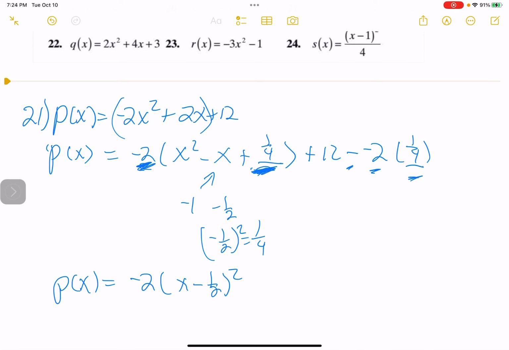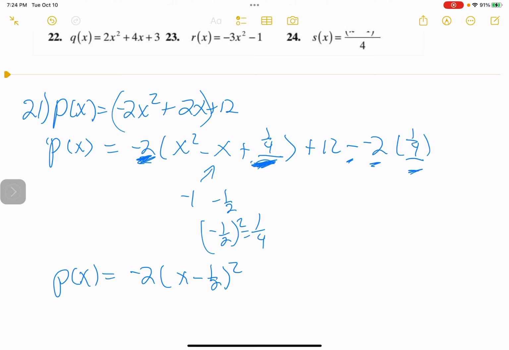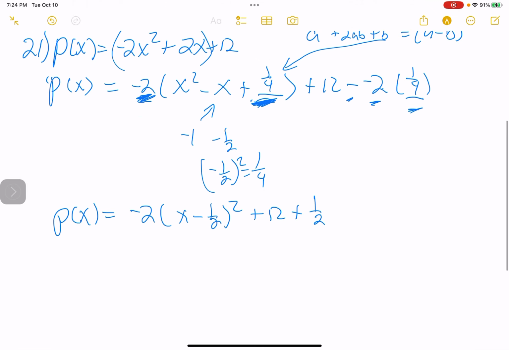We've completed the square. If you remember, completing the square is a squared plus 2ab plus b squared. So my b squared is 1/4, so b must be 1/2. So it's a minus b squared. Okay, I'm not finished down here. So we have then plus 12 minus negative makes it plus, 2 times 1/4 is 1/2. So our p of x is negative 2 times x minus 1/2 squared plus 12.5.